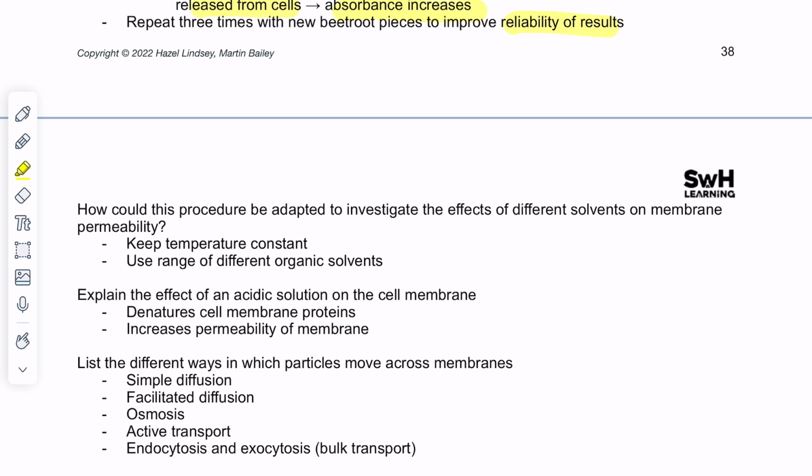How could this procedure be adapted to investigate the effects of different solvents on membrane permeability? Well, this time we need to keep our temperature constant, but we're going to use a range of different organic solvents as our independent variable.